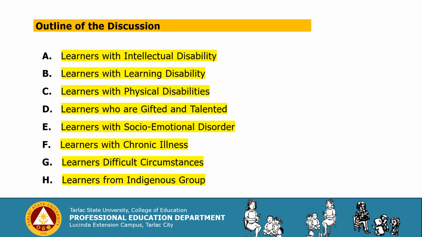This is the outline of the discussion. For letter A, we will be talking about learners with intellectual disability, also learners with learning disability, and learners with physical disabilities. We will be talking about learners who are gifted and talented, also learners with socio-emotional disorder, learners with chronic illness, learners in difficult circumstances, and learners from indigenous groups.